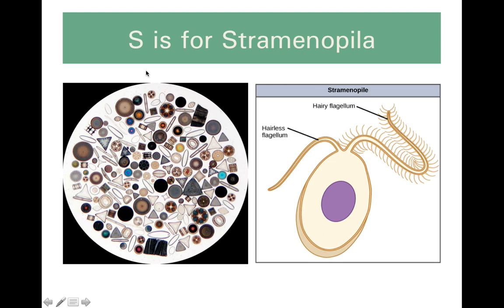So S in the SAR clade is for Stramenopila. Stramenopila means straw hair, which refers to the flagella on Stramenopiles. They have one hairy flagellum, sometimes referred to as a tinsel flagellum, and then they have another one which is hairless, which is called the whiplash flagellum. And we see this in a lot of these Stramenopiles. It's one of the things that unites them.